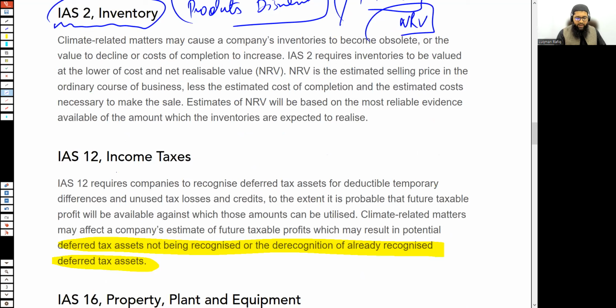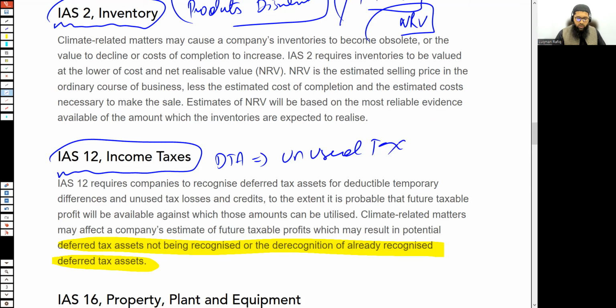The next thing is about IAS 12, income taxes. We do have the deferred tax asset on the unused tax losses. Now, at times what happens is that you may have projects which are going to be profitable in the future, but if their operations could be impacted by the climatic change or because of a regulatory change to preserve the climate, then the deferred tax asset which you are recognizing right now may not remain the same.